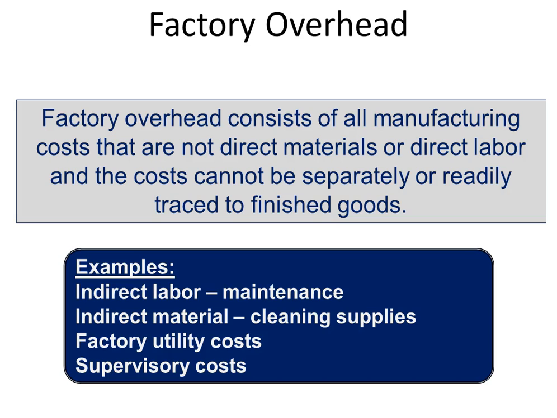Factory overhead is a little bit more challenging, and it consists of all the manufacturing costs that are not direct materials or direct labor, and the costs cannot be separated or relatively traced to finished goods. So some examples of this would be indirect labor, like your maintenance. Now this isn't maintenance for everything, but maintenance specifically in your shop or factory. Indirect materials, again, cleaning supplies. Factory utility costs, the energy and so forth, is an example. Supervisory costs. Now they're not talking about the management or executive level. They're just talking about the supervisors on the shop or factory floor.